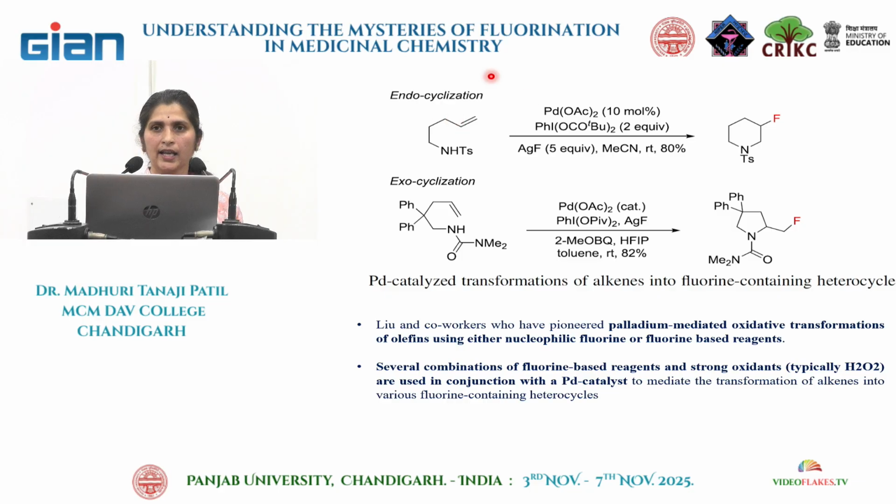You can have a cyclization reaction, either endocyclization or exocyclization. If you have endocyclization, for this particular compound you can have a 6-member ring and you have fluorine here. If you have exocyclization, then you can get a 5-member ring and you have this fluorine here. Again you have to choose your reagent and your solvent system very carefully so as to get the desired product.